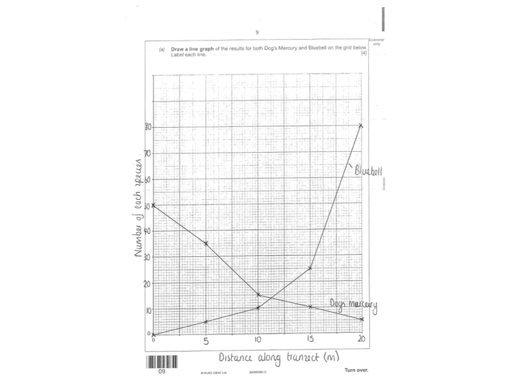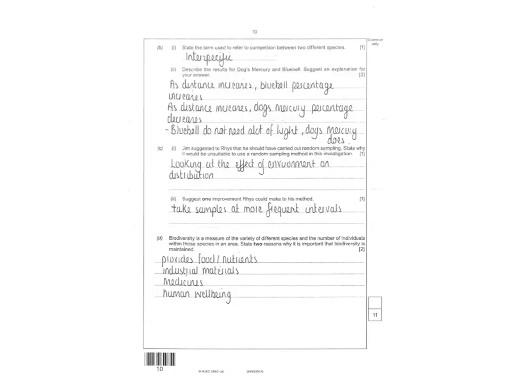Draw a line graph of the results of both dog's mercury and bluebell on the grid below, labelling each line. Okay, so there's 4 marks. The distance along the transect is along the bottom, and at the side is the number of each species, and then just plot in the points for dog's mercury and for bluebell.